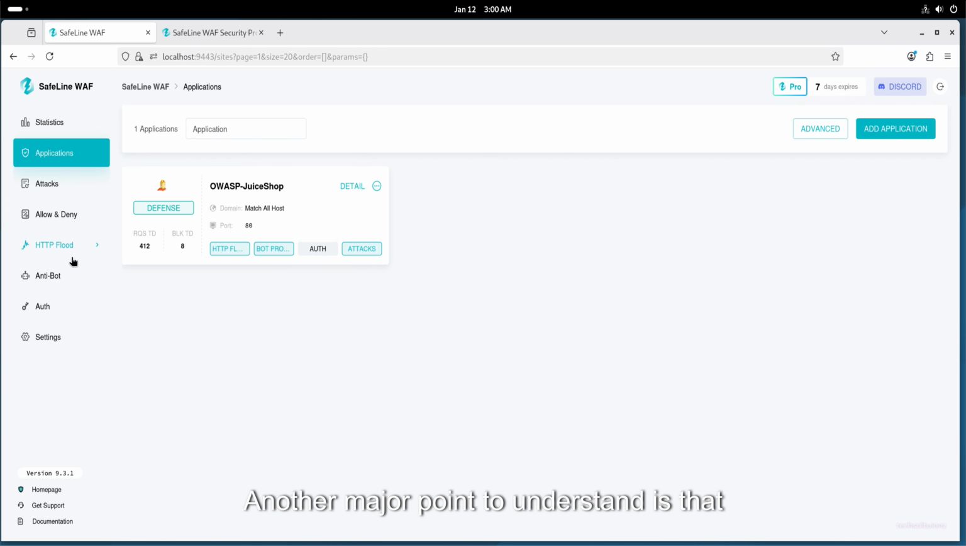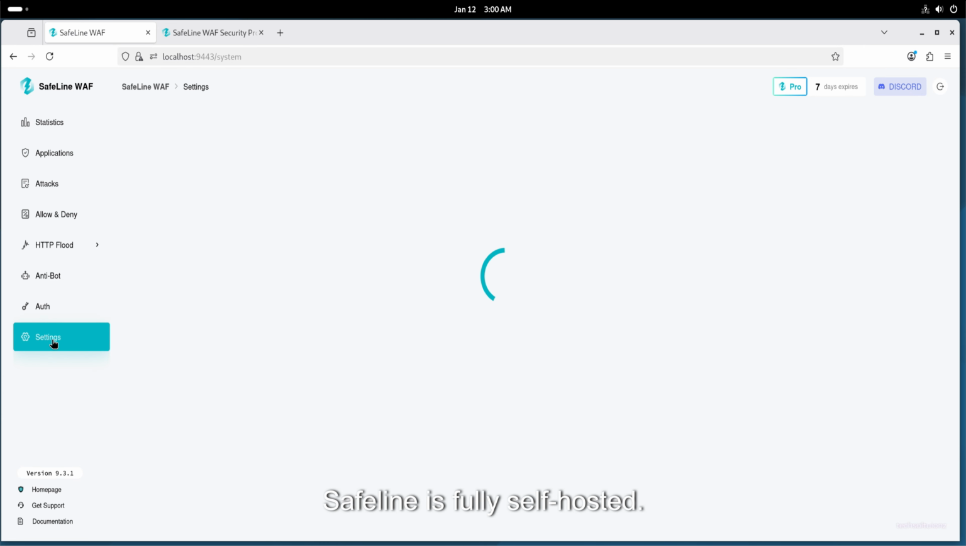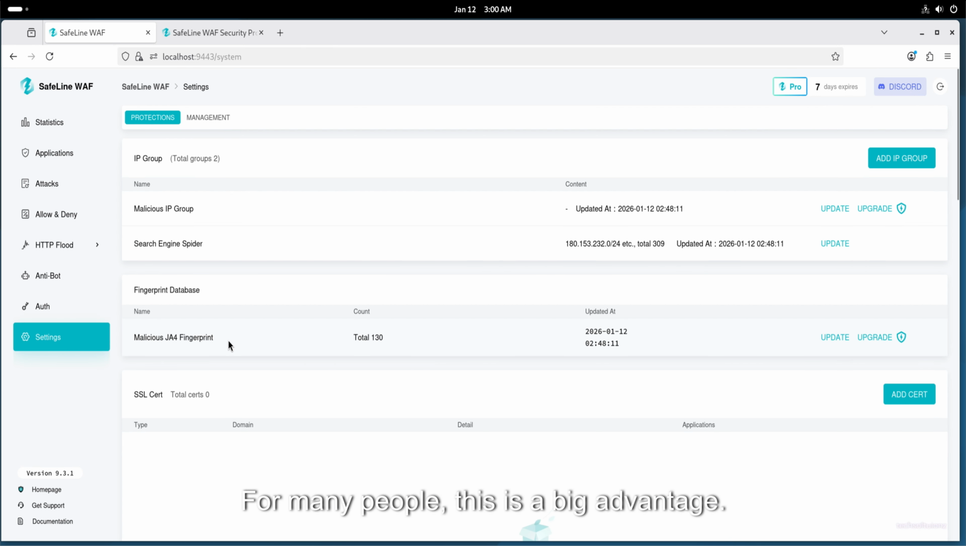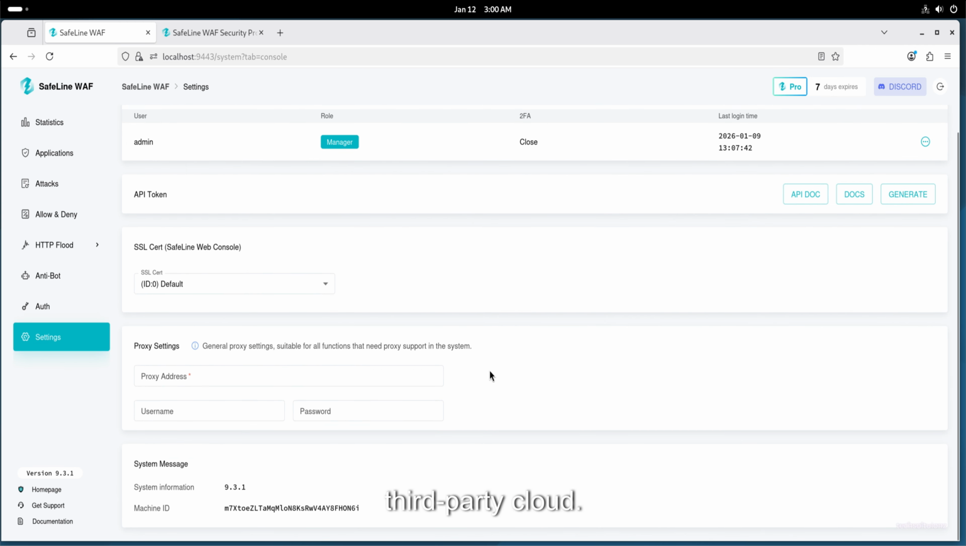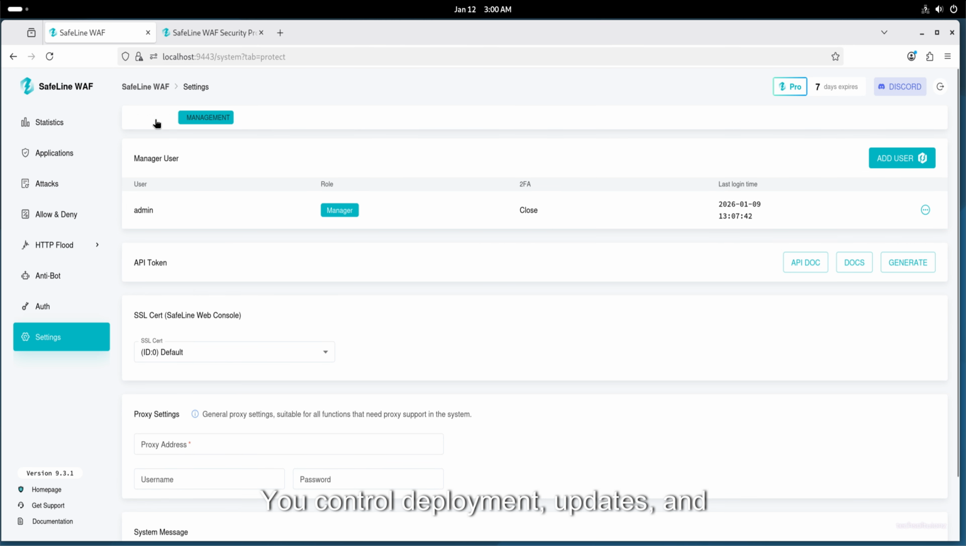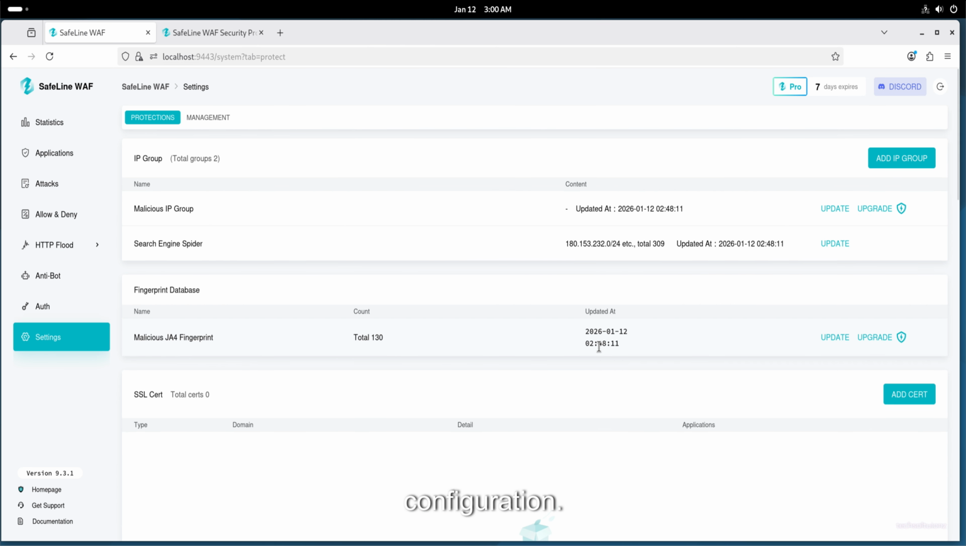Another major point to understand is that SafeLine is fully self-hosted. For many people, this is a big advantage. You're not sending traffic data to a third-party cloud. Logs stay on your system. You control deployment, updates, and configuration. This isn't a set-it-and-forget-it cloud service. If you're already comfortable running infrastructure, that's not a problem. If you're looking for zero maintenance, this may not be the right fit.